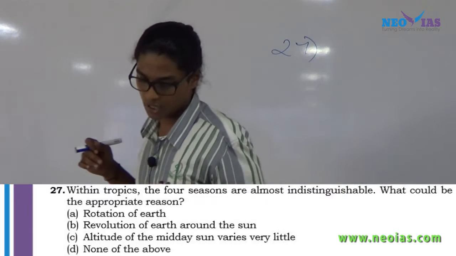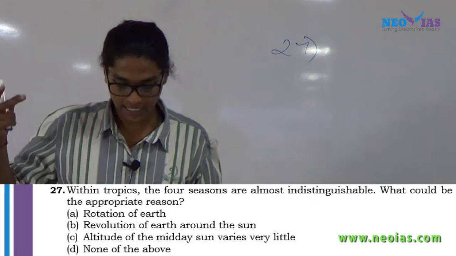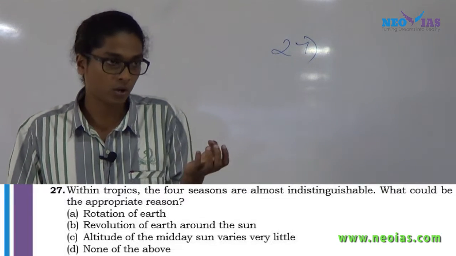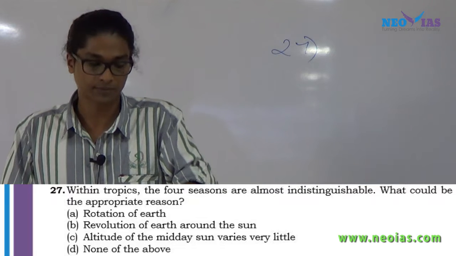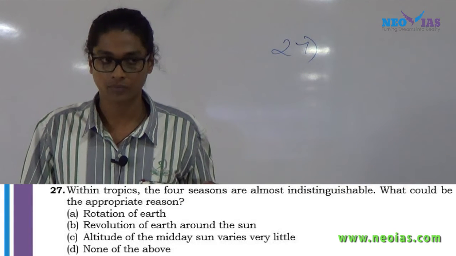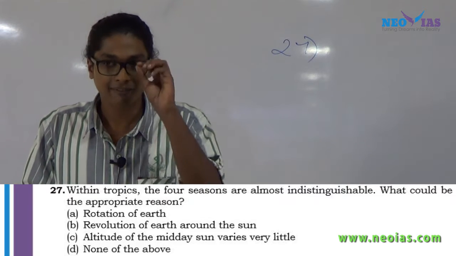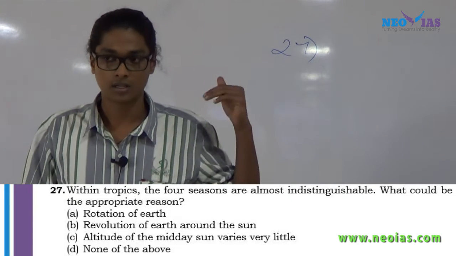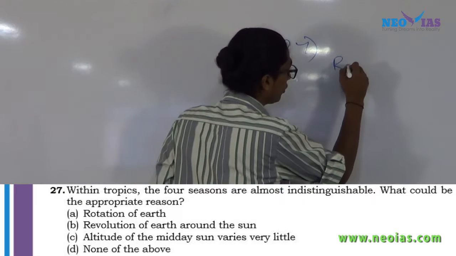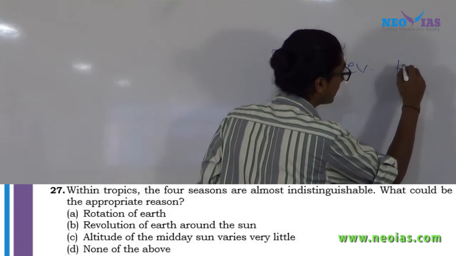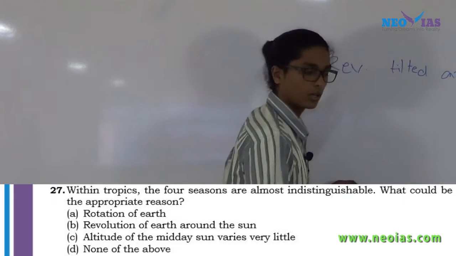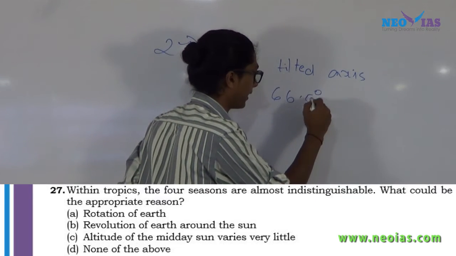Now if you observe the options, we will understand that A and B will not be the answer. Rotation and revolution alone cannot be the answer in this particular context. Third option, altitude of the midday sun varies very little. See, this is nothing but physical effect of revolution of earth on a tilted axis. How much it is tilted actually? 66.5 degree.